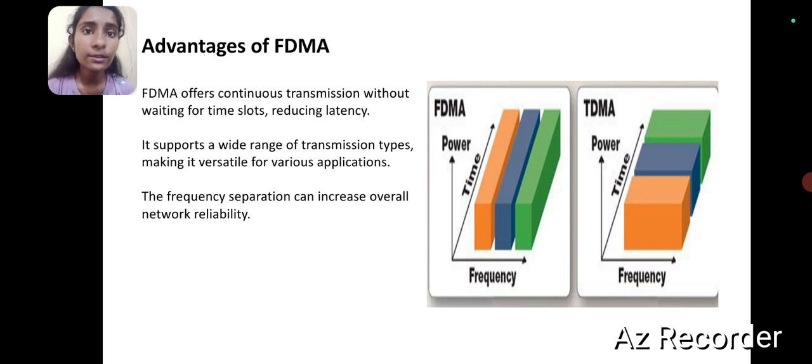So what are the advantages of FDMA? FDMA will offer continuous transmission without waiting for time slots. Since there is no division of time, right? In TDMA there was division of time, but in FDMA there is no division of time. So it will transmit the message continuously based only on the frequencies. It will transmit the message simultaneously, but it will not wait for time slots.